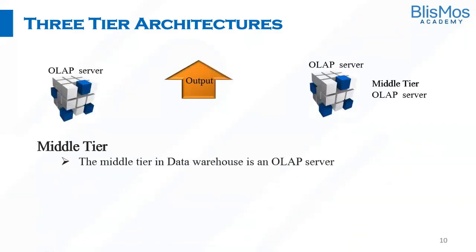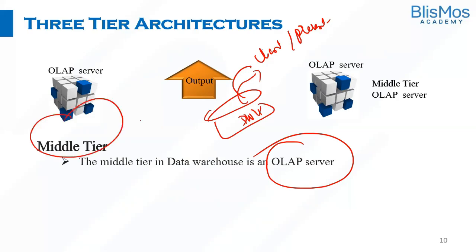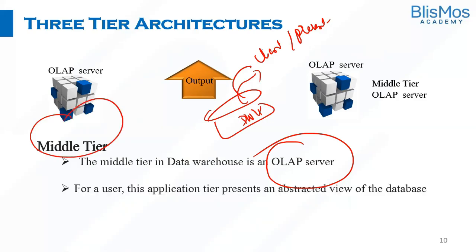In the middle tier, there is an OLAP server. Why do we need to have an OLAP server here? What happens is if you have a data warehouse and the client or presentation layer is directly pulling the data from the data warehouse, there may be some performance issues. Just to avoid that, we are introducing a middle tier with the OLAP servers, which can be implemented with ROLAP or MOLAP.